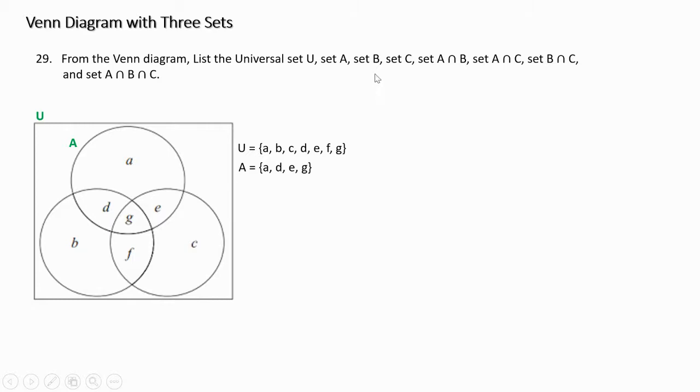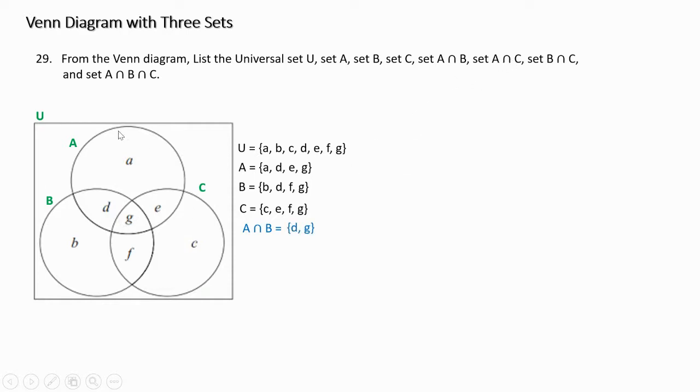Set B. Let's call this B here. Set B has B, D, G, and F, or B, D, F, G. And set C is going to have C, E, F, G. Okay, we're done with these. Now, the intersection between A and B: what do A and B have in common? Wouldn't it be these two here, D and G? The intersection of A and B is where they intersect, which is this portion here. So the answer will be D and G.